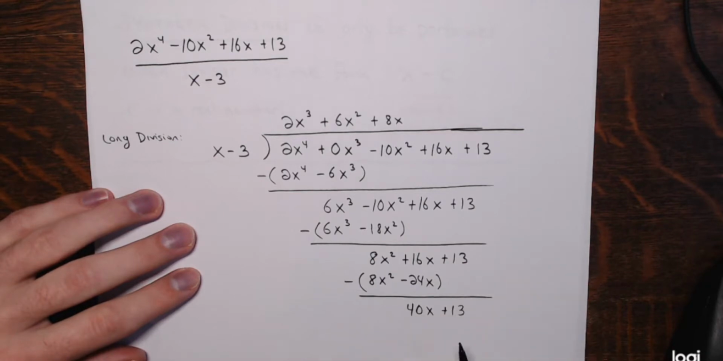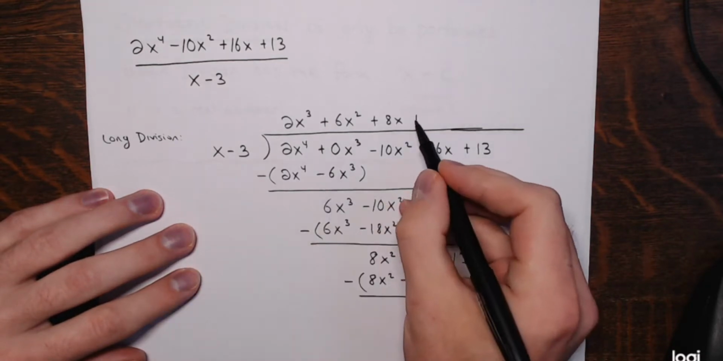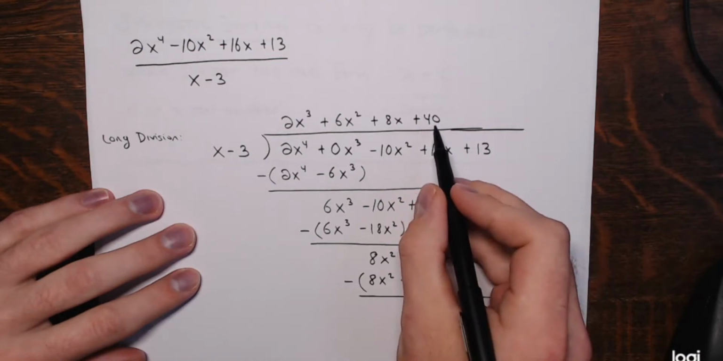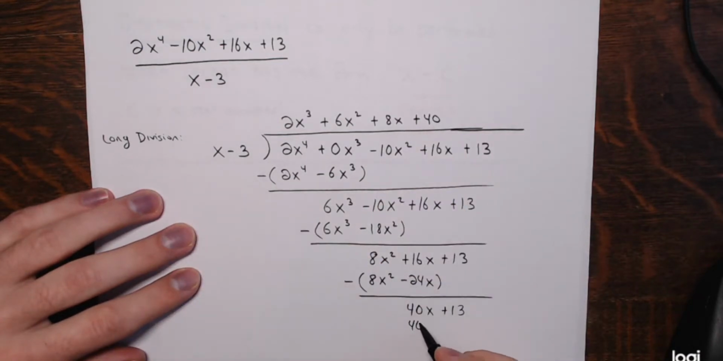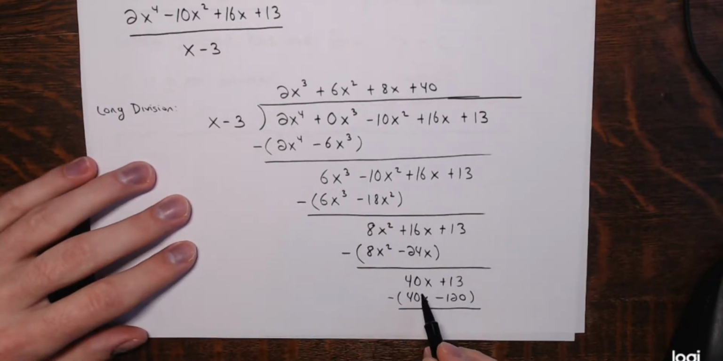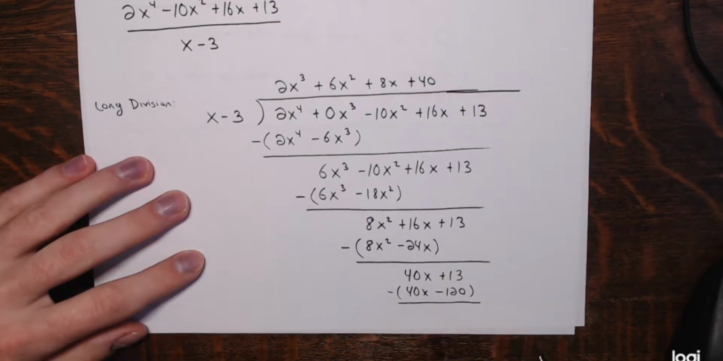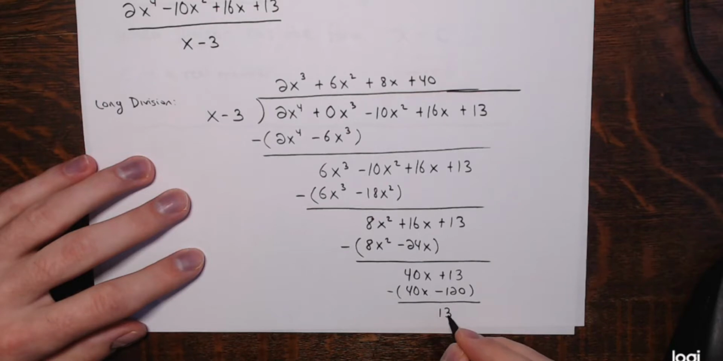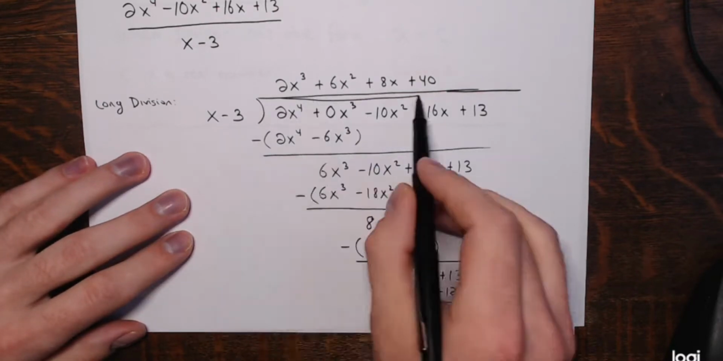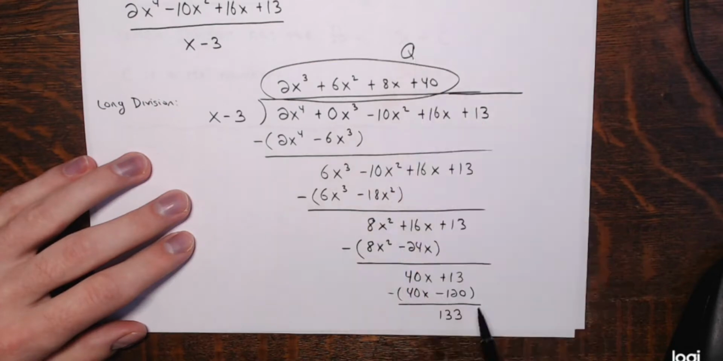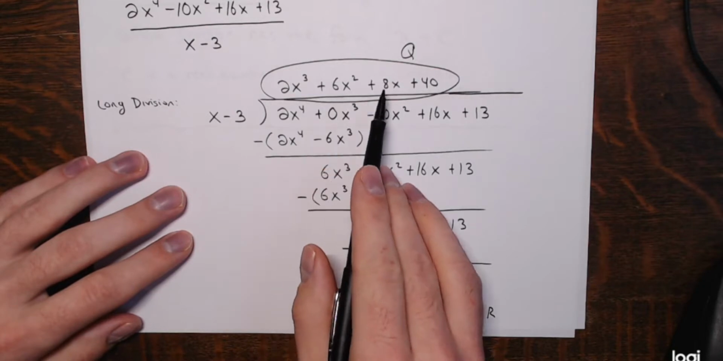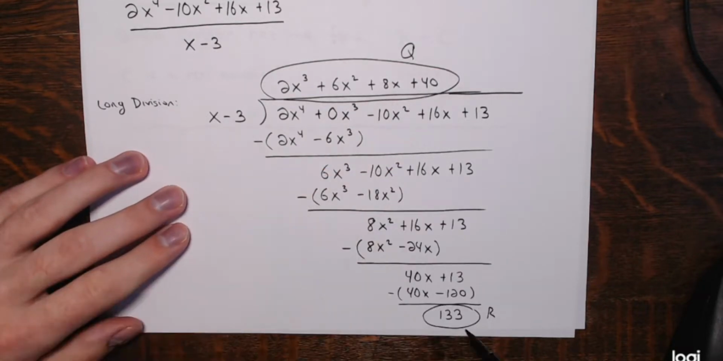And then finally, 40x divided by x would be positive 40. Then I multiply the 40 by x minus 3. It would be 40x minus 120. Subtract all of that from the line above it. The x's are gone. 13 minus negative 120 would be plus 120, so 13 plus 120 is 133. All right, so there's your quotient. Put a Q next to it. Here's your remainder. So the quotient is 2x cubed plus 6x squared plus 8x plus 40, and the remainder is 133.